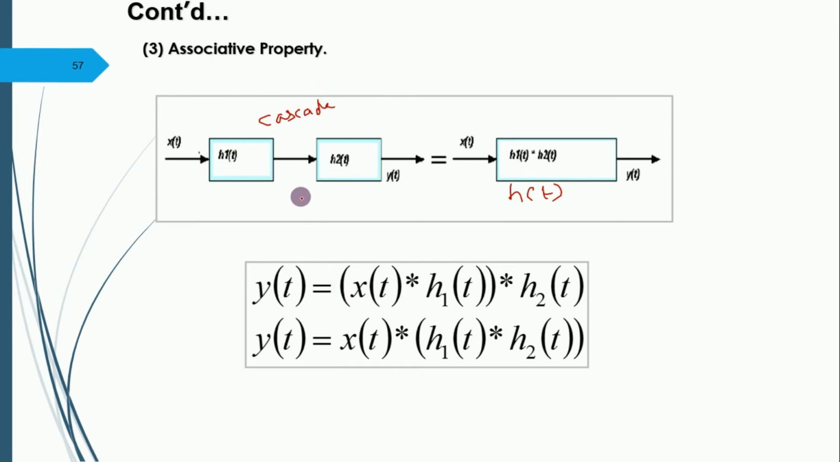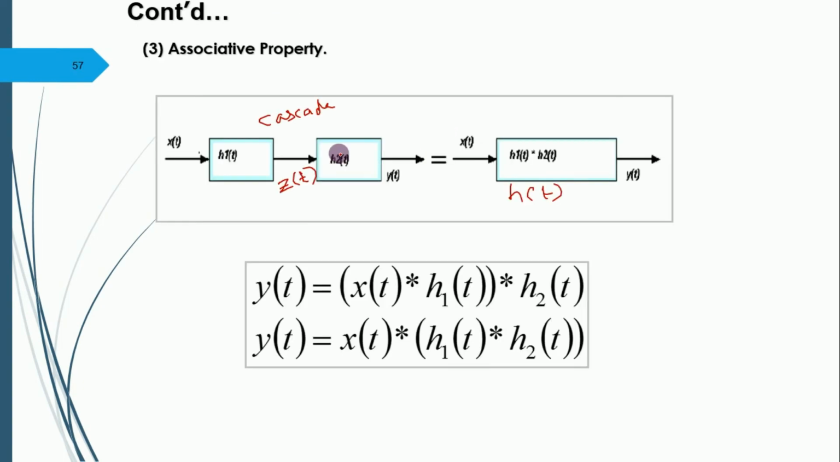Okay, so here I name the intermediate as z of t. z of t is x of t convolved with h1 of t, and y of t is z of t convolved with h2 of t. Okay, so let us verify. This is the associative property. x of t convolved with h1 of t convolved with h2 of t is the same as x of t convolved with the whole of h1 of t convolved with h2 of t. So this is the associative property. We shall prove it.